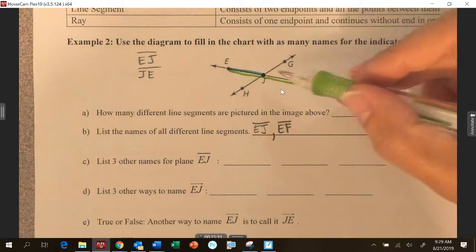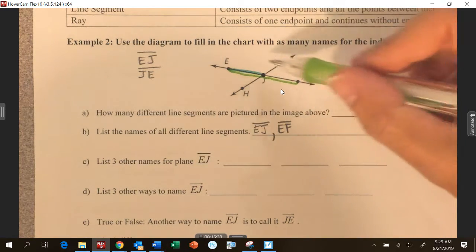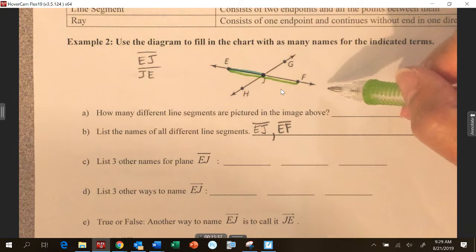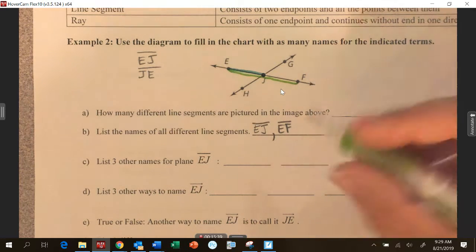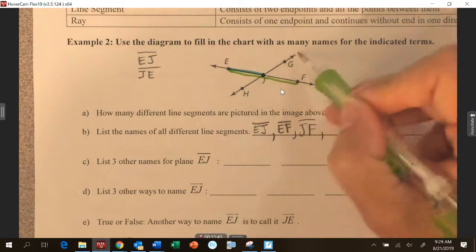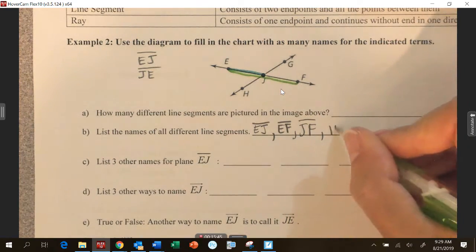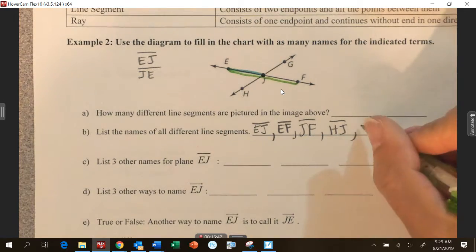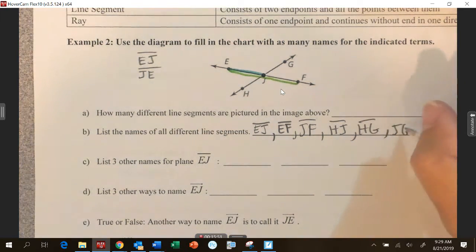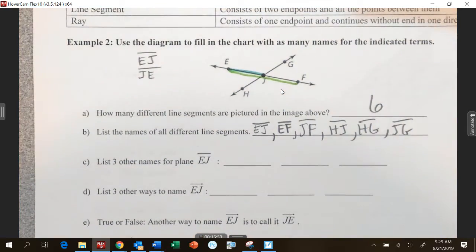And then what else would you use from this little area right here that I was coloring on? What other one could we use here? JF. Right. And then from there we're going to look at the other line, and HJ, HG, and JG. So there's 6 total.